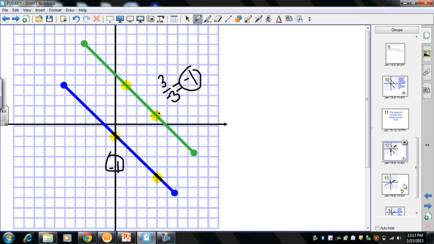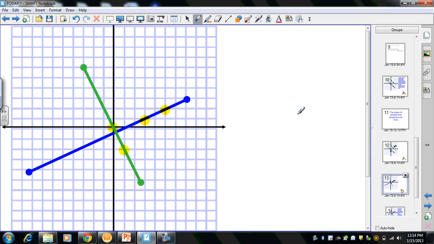Now, what I can also do is look at these two lines, the blue line and the green line. They are perpendicular to each other. And perpendicular means to intersect and form a right angle. So these two lines, even though it's not identified here, form a right angle. The way that I can prove it is I can look at the slope.